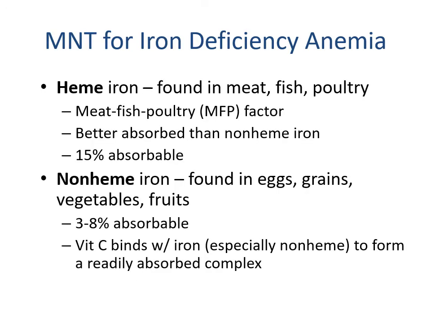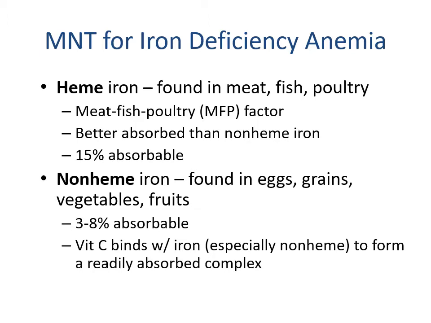Now, something to consider when it comes to our supplements or our sources of iron is that we have heme iron, which is found in meat, fish, and poultry. That's what we refer to as the meat, fish, poultry factor in heme iron. It leads to better absorption than non-heme iron, with about 15% of iron being absorbable. Now, non-heme iron is found in eggs, grains, vegetables, and fruits. This is about 3 to 8% absorbable.